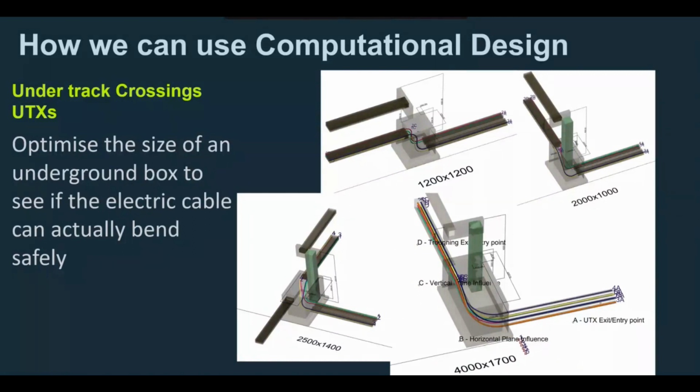The design was cable bending radius. So high voltage cables have a radius which is 1600 per se. Low voltage cables have 500. And you're supposed to put this inside the ground. It has to go under the track. It has to fit. What is the smallest size you can do?